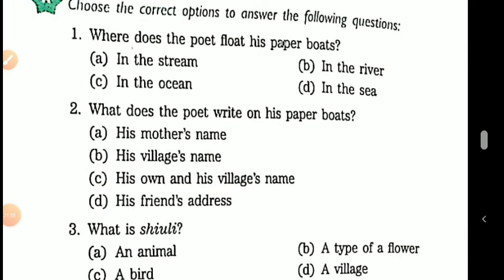Now students, the second question. What does the poet write on his paper boats? Option C is the answer. His own and his village's name. The poet writes his own and his village name on his paper boats.